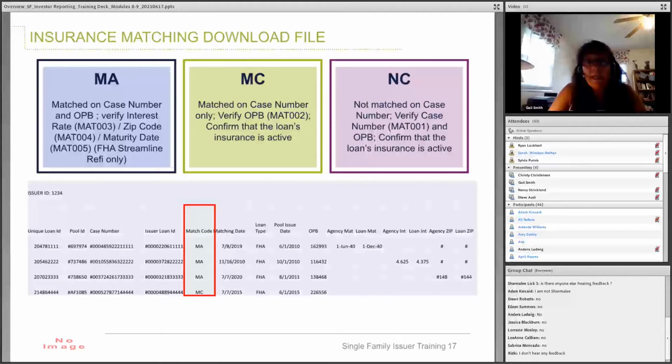If you see an NC match status code on your download file, that means we couldn't even find the case number in the agency data. We take your case number and compare it to the agency file and look for a match, and that tells us that the loan is actually in the file and it's ready to be processed. If we can't find that case number, to us, it appears to be an uninsured loan. And Ginnie Mae does not like to have any uninsured loans in their pools as it presents risk to the investors.